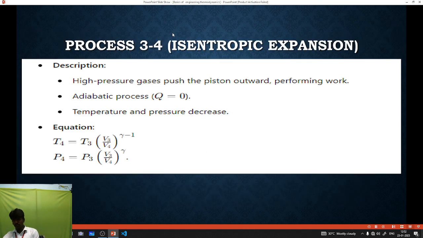times the temperature difference of 2 to 3, where m is the mass of the gas. Process 3 to 4 is the isentropic expansion. High pressure gas pushes the piston outward, performing work. Adiabatic process, Q equals 0, and the temperature and pressure decrease. The equations are T4 equals T3 times (V3 by V4) to the power of gamma minus 1, and the exit pressure P4 equals the pressure at 3, P3, times (V3 by V4) to the power of gamma.